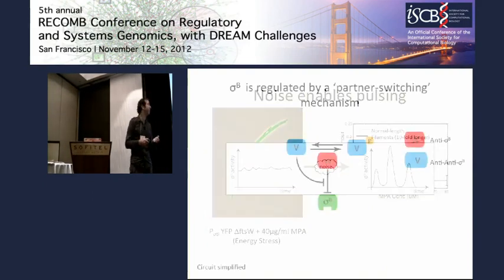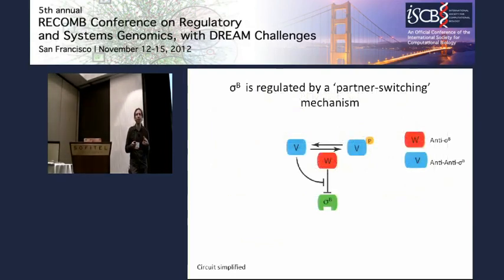So to better understand the mechanism, you actually have to think about the components that are involved. And sigma B has a very well-studied regulatory system that involves an anti-sigma factor, we'll call W, that binds to and inactivates sigma B, and an anti-anti-sigma factor called V. And the idea here is that V is a phosphoprotein, and the anti-sigma factor W can phosphorylate V. When W interacts with V, that suppresses W's ability to inactivate sigma B, as I've drawn here.